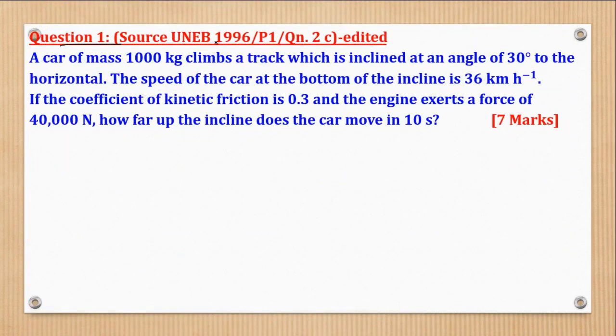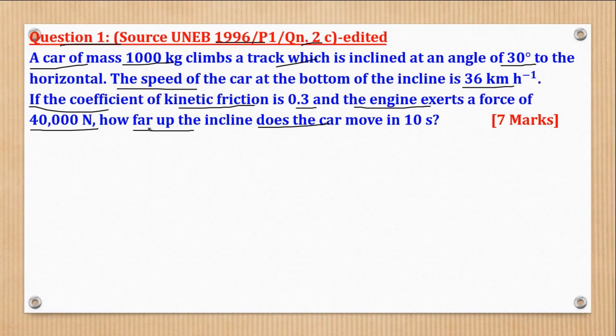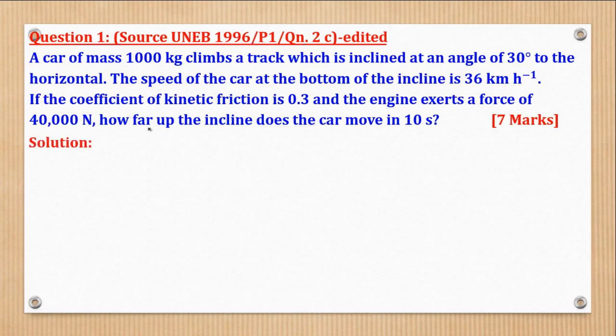So question 1 came from UACE 1996, paper 1, question 2C, and it says, a car of mass 1,000 kilograms climbs a track which is inclined at an angle of 30 degrees to the horizontal. The speed of the car at the bottom of the incline is 36 kilometers per hour. If the coefficient of kinetic friction is 0.3 and the engine exerts a force of 40,000 Newton, how far up the incline does the car move? So you'll need to make a sketch.